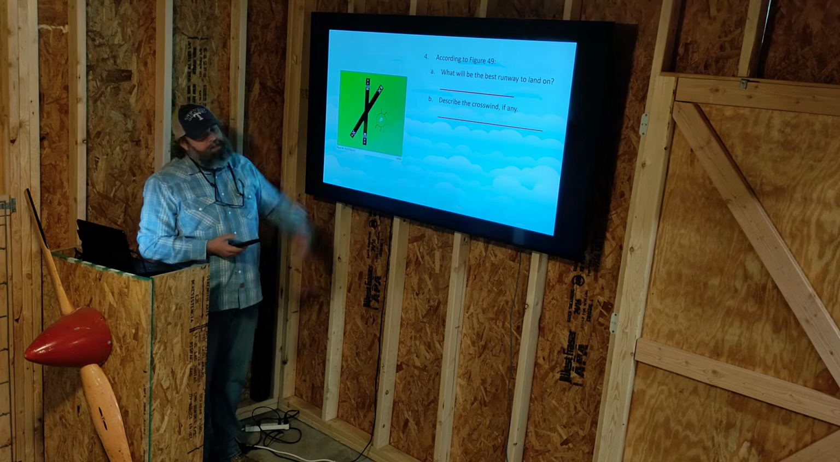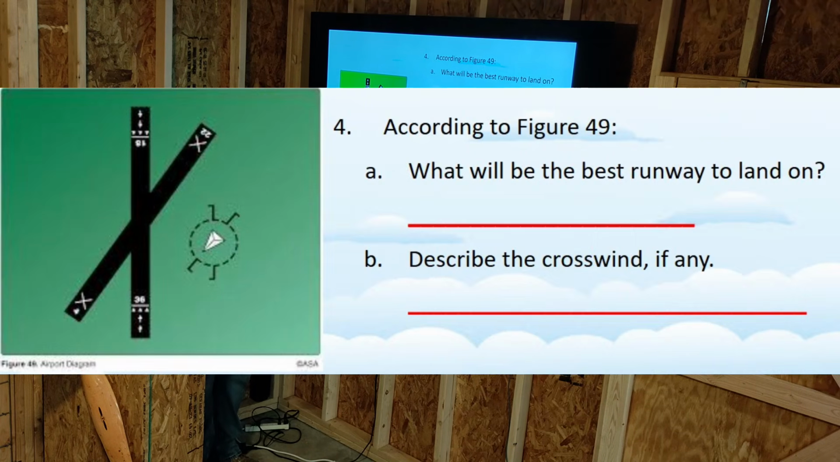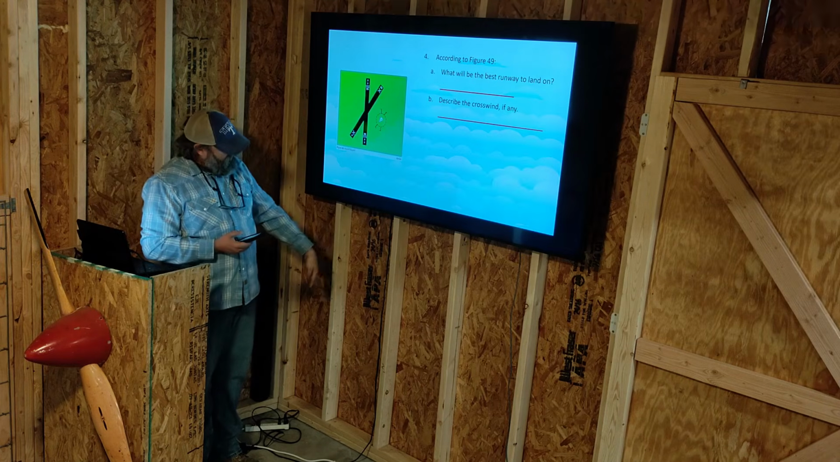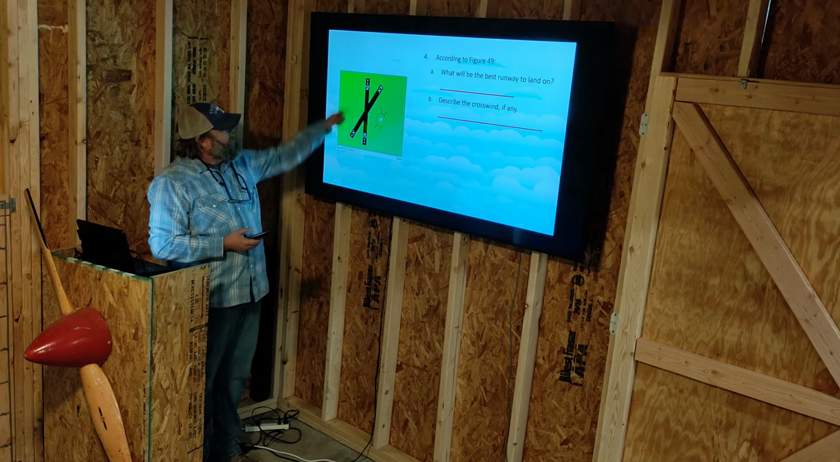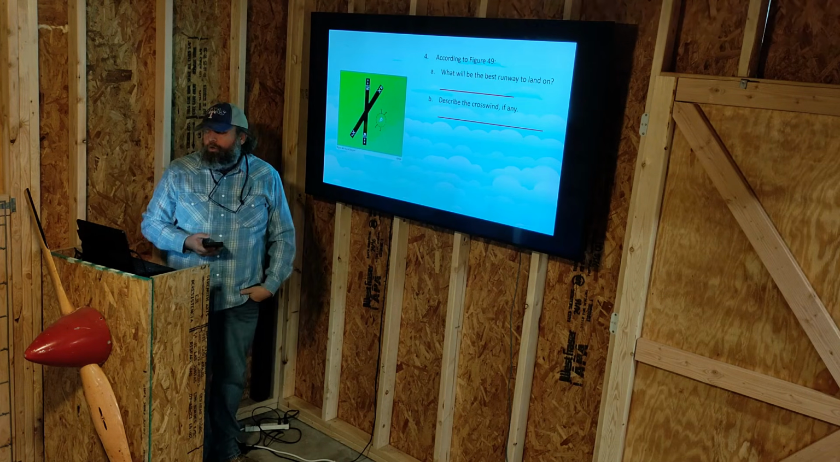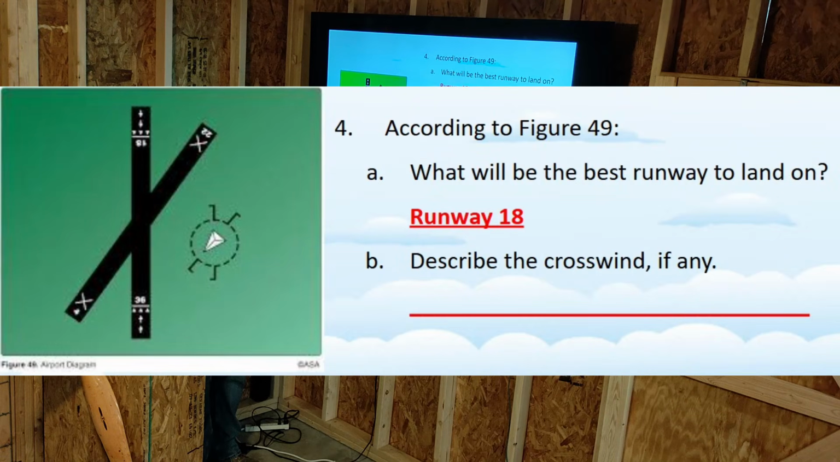So let's not land on runway 22 because we don't want our airplane to be a parts donor. What's the next best runway we can land on? I think it's actually 18. It's hard to see from there, but it's pointing due south, which is 180 degrees. So it'd be runway 18. Who thinks 18 is the best option? Yes, runway 18 is the best option.